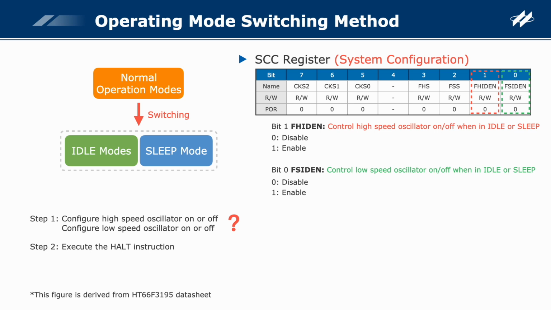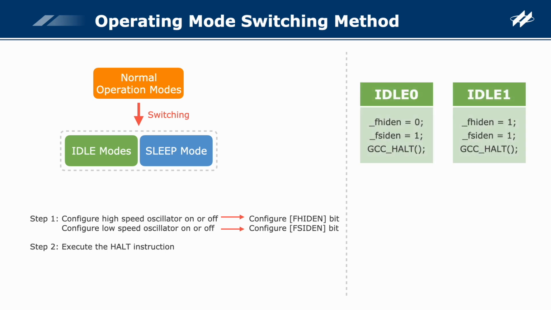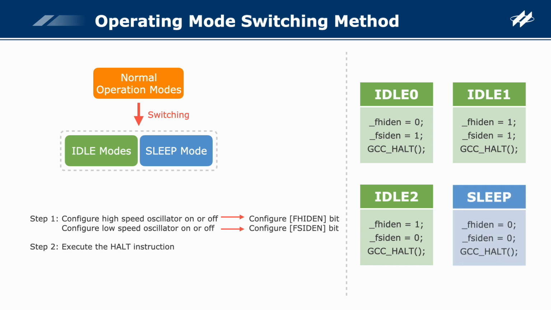The FSIDEN bit is used to control the low-speed oscillator on or off after the MCU enters the idle or sleep mode. Before entering the idle or sleep mode, we control the high and low speed oscillator to turn on or off by configuring the FHIDEN and FSIDEN bits in the SCC register. Then the corresponding idle or sleep mode can be entered after the CPU executes a halt instruction. According to the previous explanation of the high or low speed oscillator usage in the idle and sleep modes, the corresponding configuration can be made. The corresponding program examples are provided here for reference.